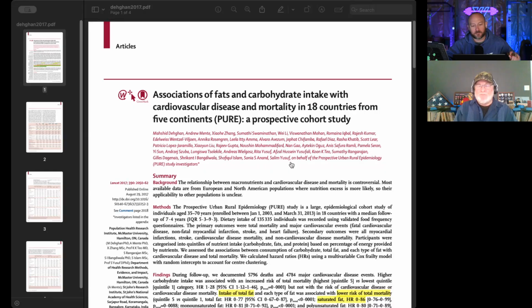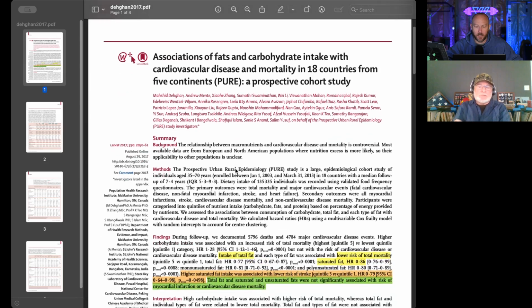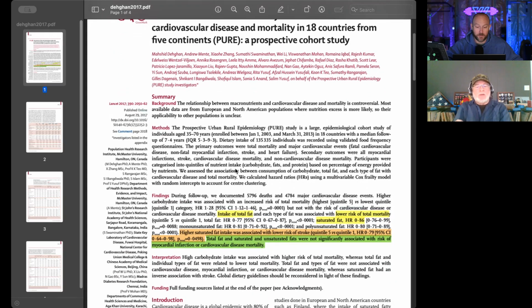All right. Now, this trial, we saw this when we did the food pyramid show, and Jordan Peterson likes to cite this trial a lot. Again, nothing against Jordan Peterson, but let's look at this thing. A lot of people online will do this too. This is the 18-country, 5-continent prospective cohort study, the PURE trial. 18 countries from 5 continents.